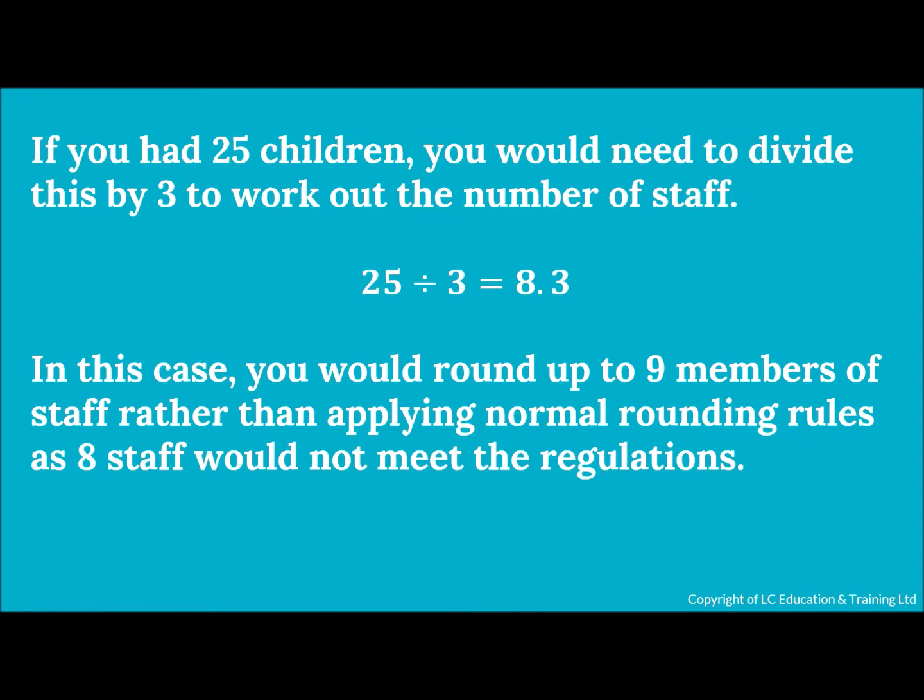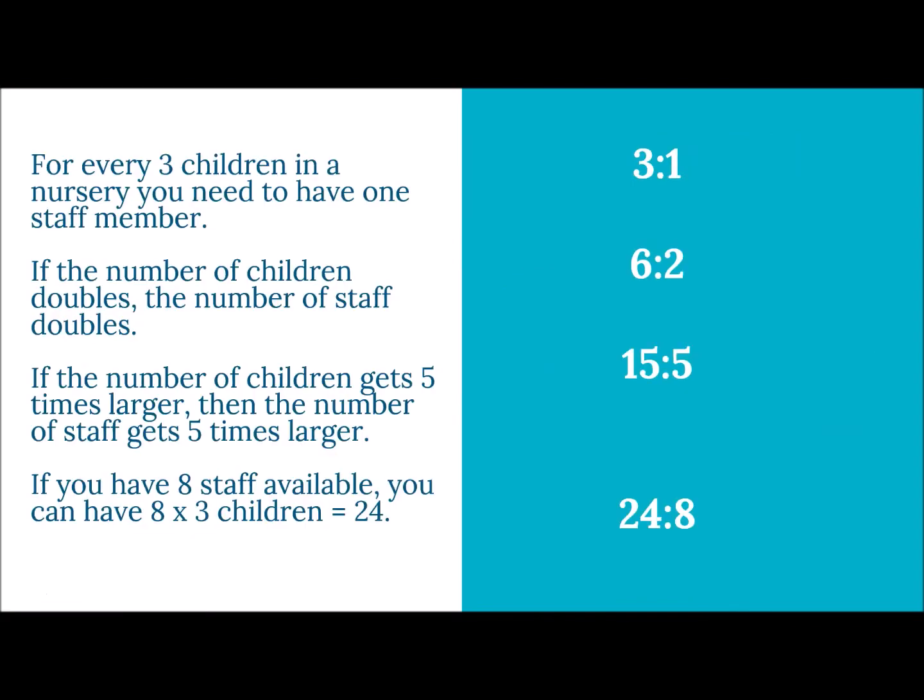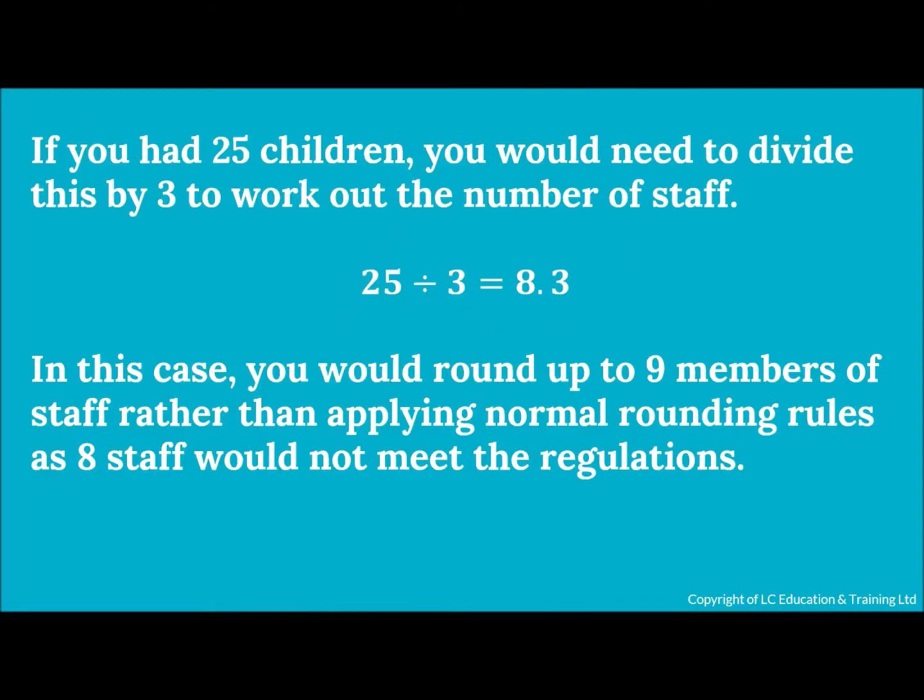Now, if you had 25 children one day, you could work out how many staff you need by dividing by 3, because remember, it's 3 to 1. 25 divided by 3 is 8.3. Now, in normal maths, I would tell you to round 8.3 down to 8 because we'd apply rounding rules. But in this case, we need to make sure we're always sticking to the real life scenario. Functional skills is all about real life. In real life, we'd have to round up to 9 members of staff.